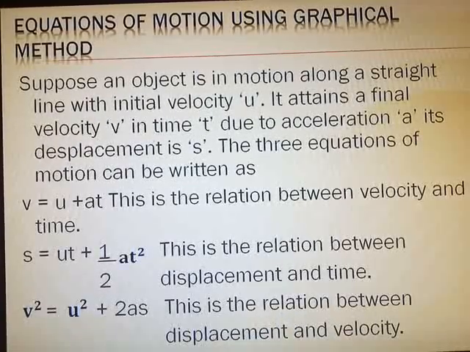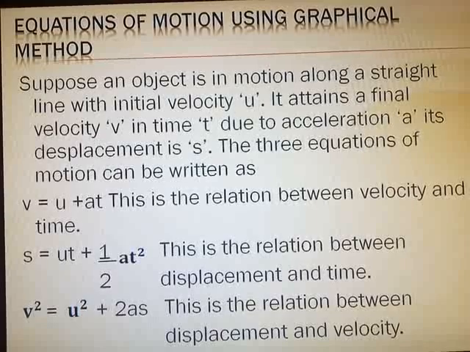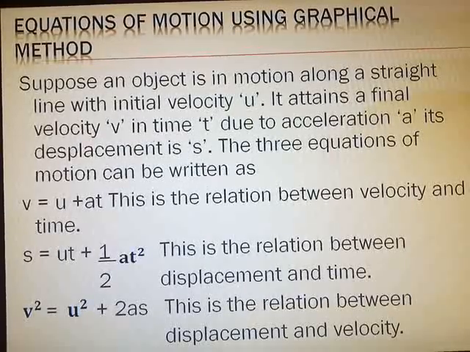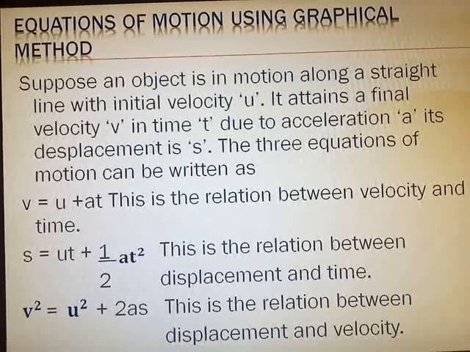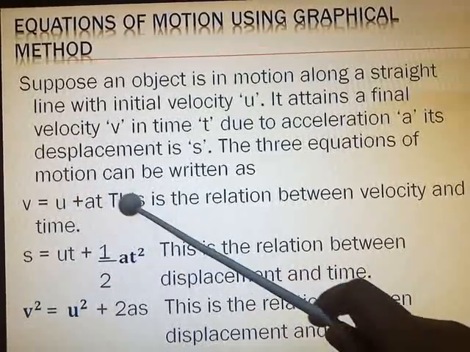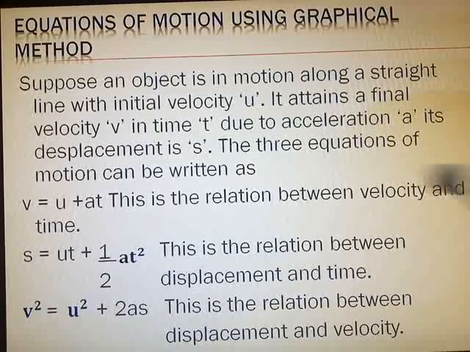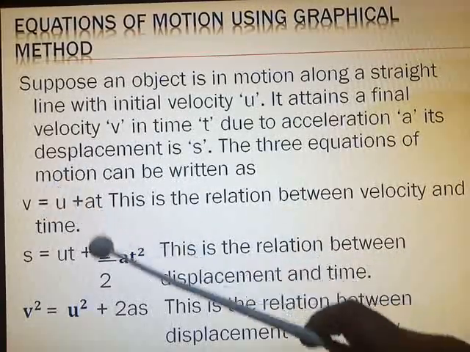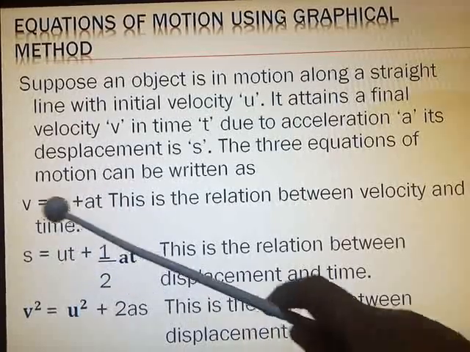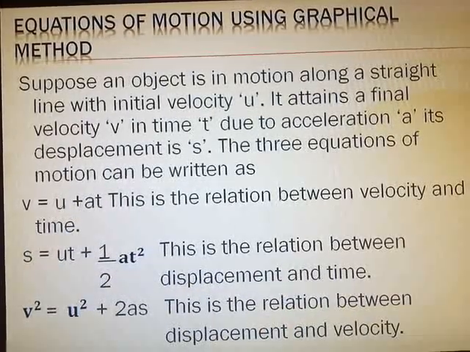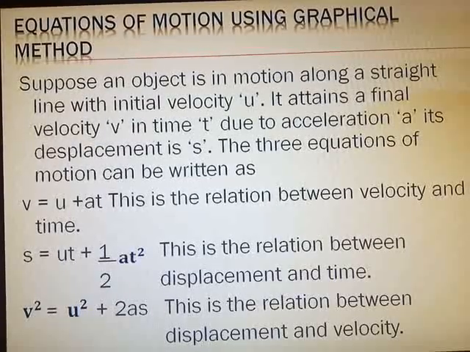Now depending upon the information given in the numerical example, you can come to know which equation you have to apply. If they have given v, a and t and they have told you to find u, you have to use the first equation. If v is not given and other things are given and you have to find distance or time, then you have to use the second equation. So depending upon what is given in the question, you have to apply that particular equation of motion. So now let us see how to derive these equations of motion graphically.